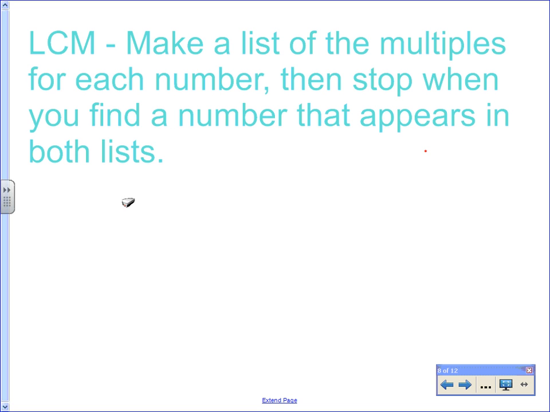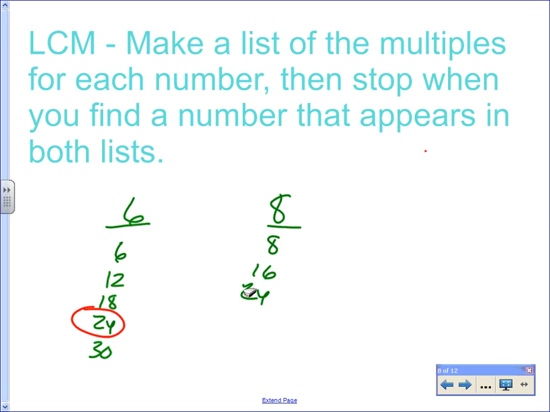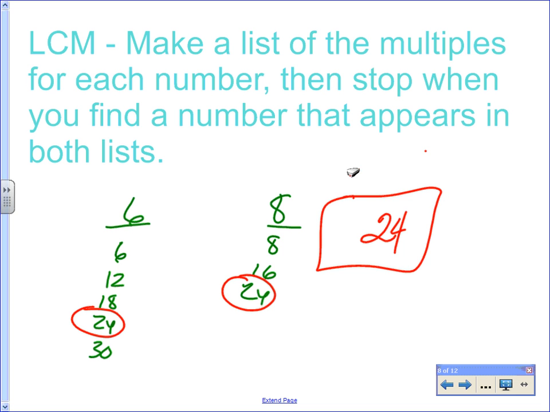LCM: I make a list of all the multiples for each number, and then I stop when I find a number that appears in both lists. So I'm going to make a list of all the multiples of 6 and 8. So 6 is going to be 6, 12, 18, 24, 30, and I'm just going to stop there and go over here and see. 8, 16, 24. I can stop right there because now I've got the least number that appears in both lists, and that is 24. So that's the LCM.